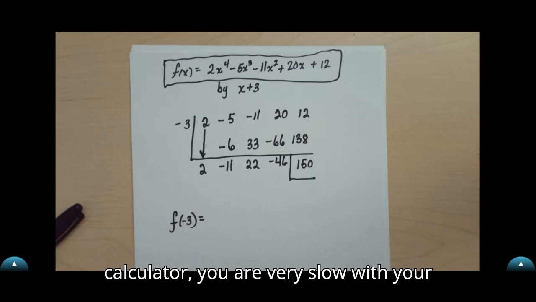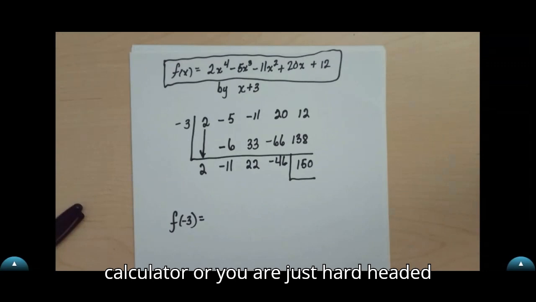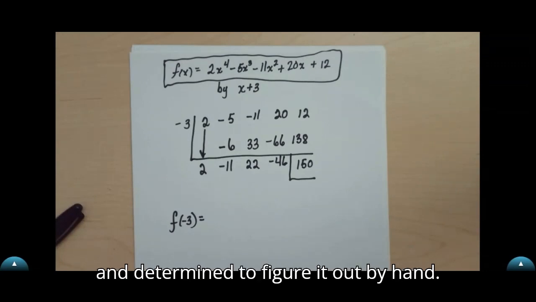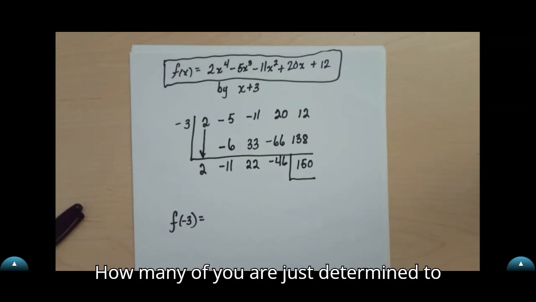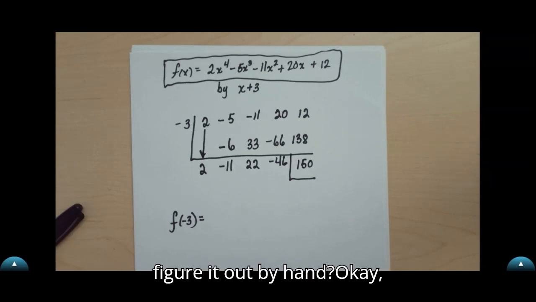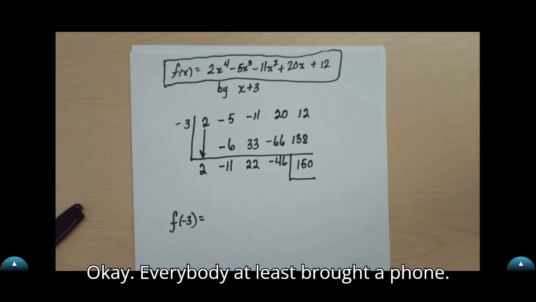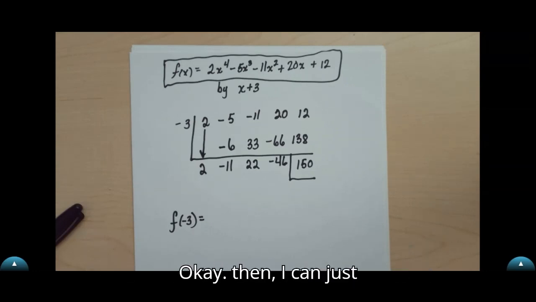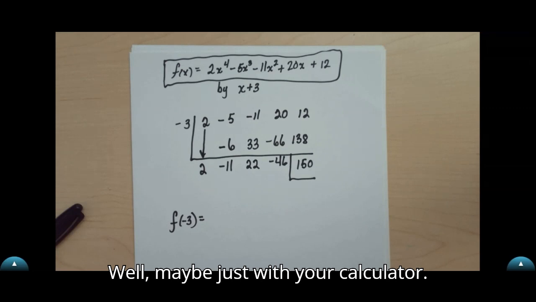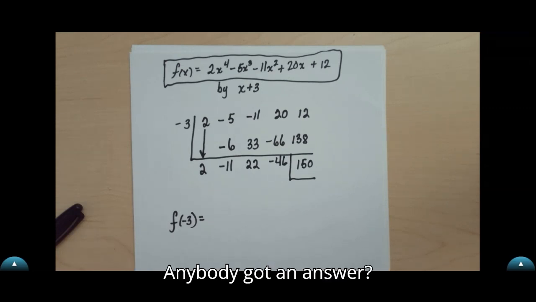Y'all either didn't bring your calculator, you're very slow with your calculator, or you're just hard-headed and you're determined to figure it out by hand. How many of you are just determined to figure it out by hand? Okay, nobody. Okay, everybody at least brought a phone. Okay, then I can just surmise that y'all are all really slow on your calculator. Well, maybe just with your calculator. Anybody got an answer?